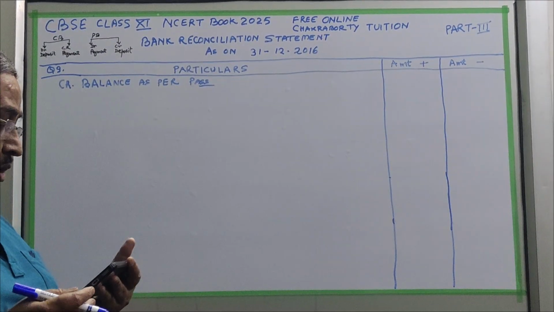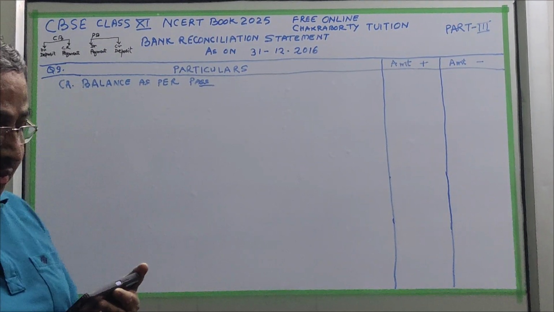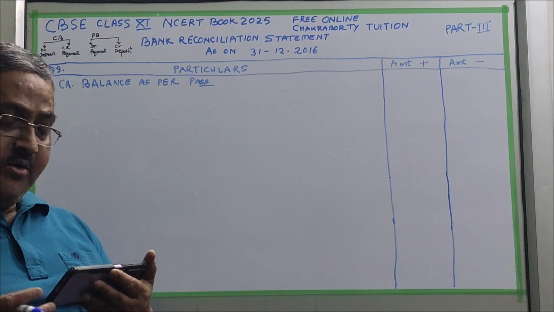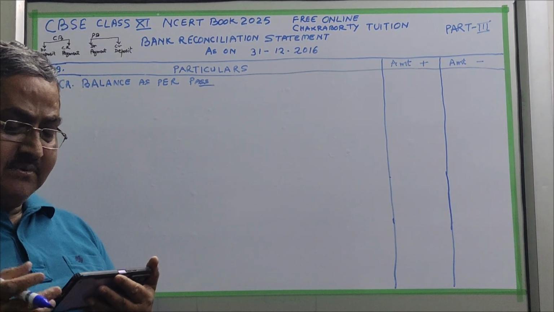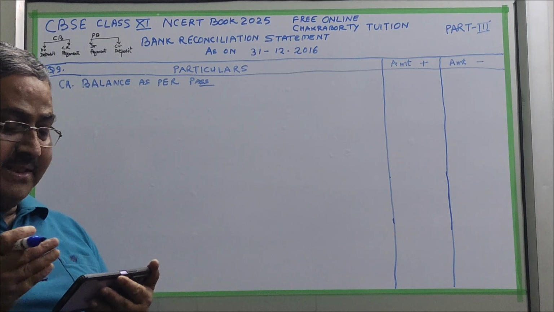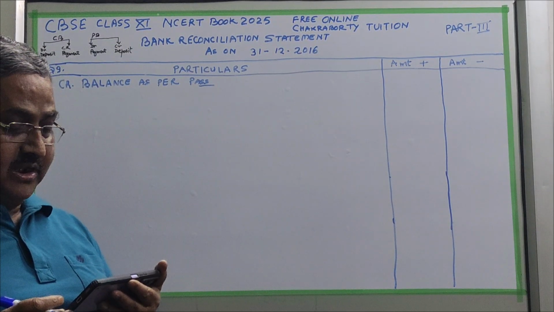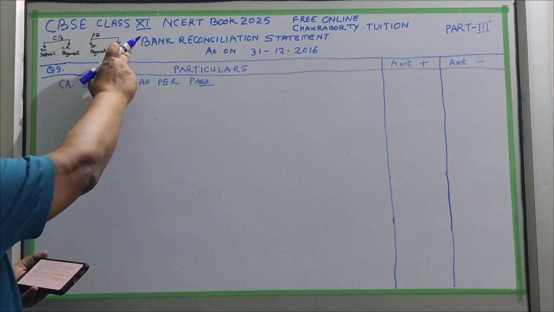Now we will go to question number 9. Mr. Mohit's current account showed a credit balance. Current account means bank account. A credit businessman keeps a current account. It showed a credit balance of 20,000. Credit balance means deposit balance.